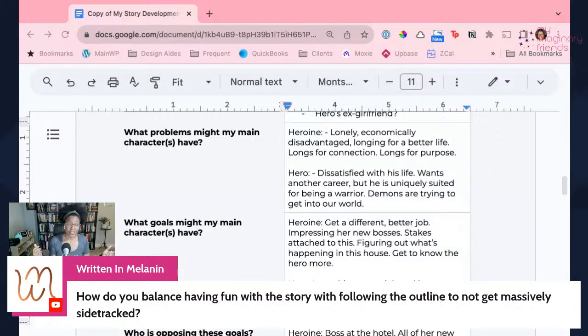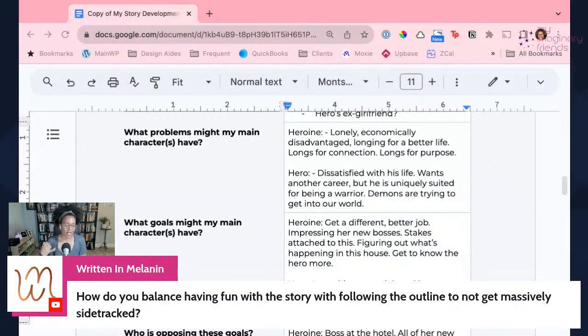Maybe I don't want her to be lonely and longing for a better life, but what else could she be? So there's only so far away from the core, from the spine of the story, that I can get. Now I might discover, oh, I want to have a magical forest, and that's not a huge sidetrack.